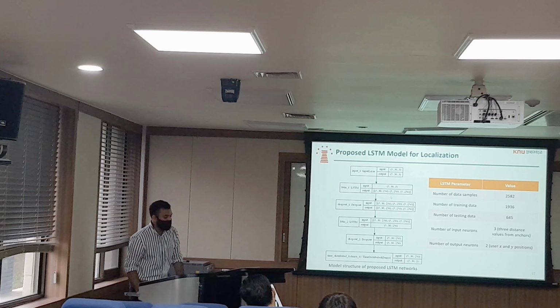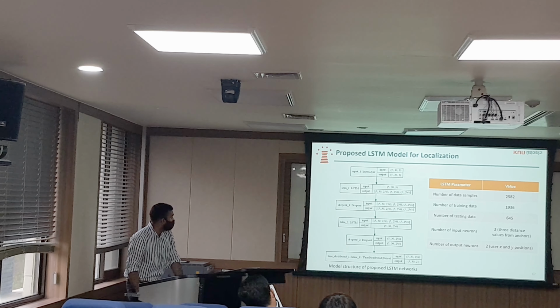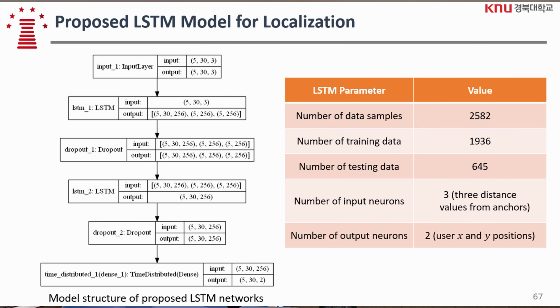Here is our proposed LSTM model for localization. We use deep LSTM layers, and our number of data samples is 2582, which we split into training and testing data. The number of input neurons is three distance values, one from each of the 3 angles, and the number of output neurons is 2, the x and y position. So the output of the deep learning architecture predicts the user's x and y positions.